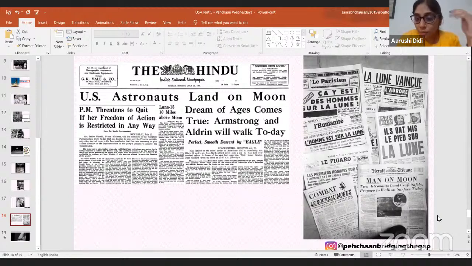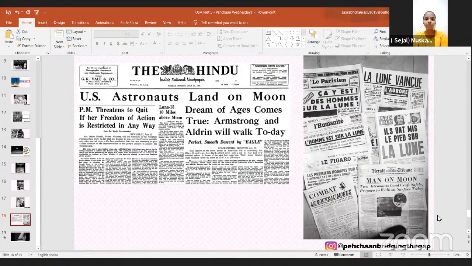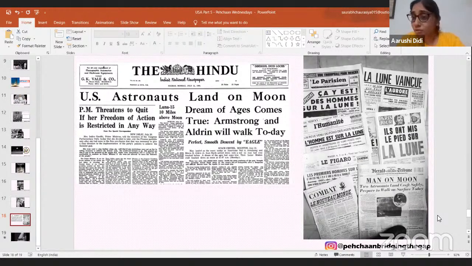Can one of you please read what's written below that, the dream sentence? One of you please raise your hand. Yes, Muskan, go ahead. USA astronauts land on moon. Dream of this comes true. Yes. Armstrong and Aldrin will walk today. Yes. Thank you so much, Muskan. Dream of ages come true.